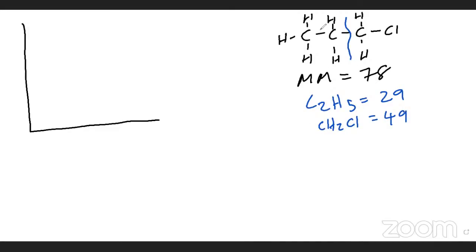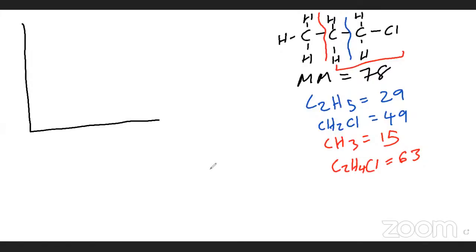Let us say it breaks here. If it breaks here, you would get a fragment for 15, CH3. And then for this other part, let's add it up. Chlorine is 35, two carbons is 24, and four hydrogens, that's 63. So the C2H4Cl fragment would be 63.